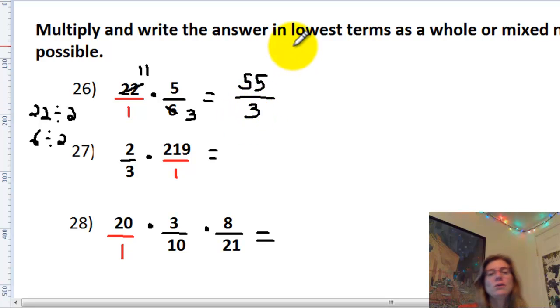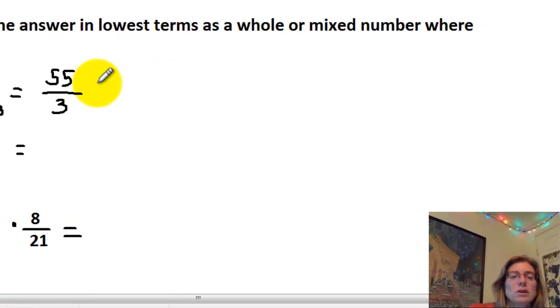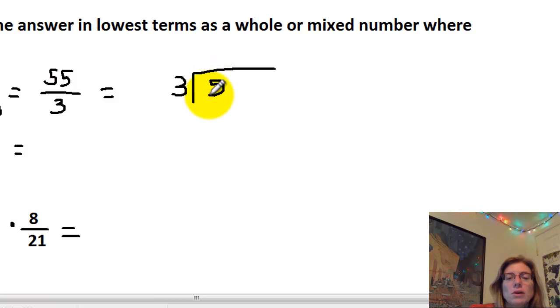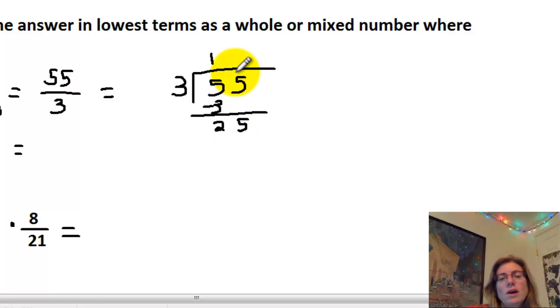Now they're saying in lowest terms as a whole or mixed number, so this is an improper fraction. So we want to change it to a mixed number. So we apply our skills, and if you do division, you will get a mixed number. 3 into 55 is 1 times 3. Subtract, you get a 2. Bring down the 5 into 25. 7 times 3 is 21. 8 times 3 is 24. So we got 8 times 3, 24.